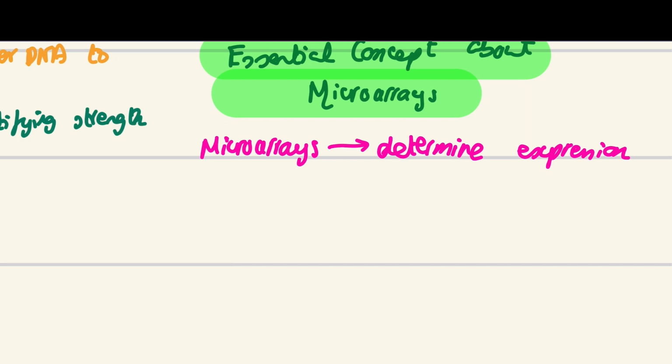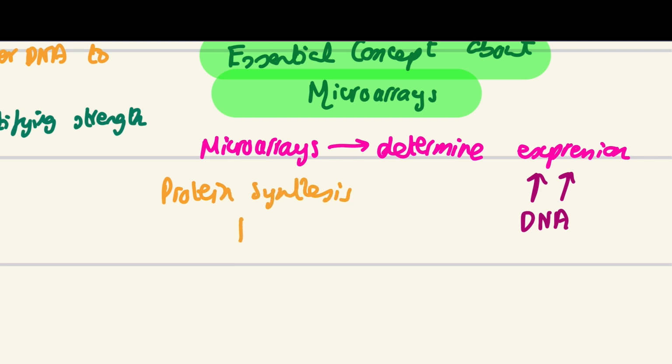But we are using a DNA to check this expression. So guys, एक सवाल आता है कि प्रोटीन सिंथेसिस में what is being used? mRNA. So if something has an mRNA, that means it is being expressed.